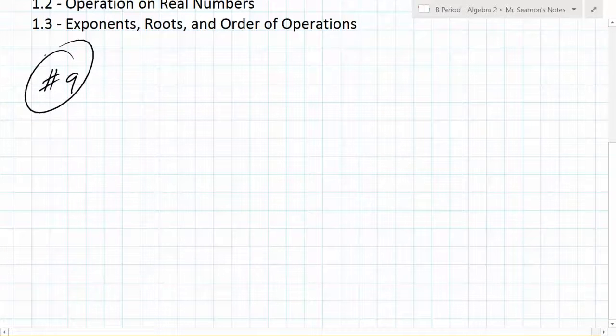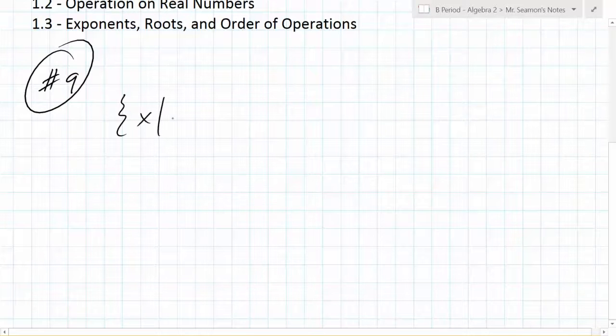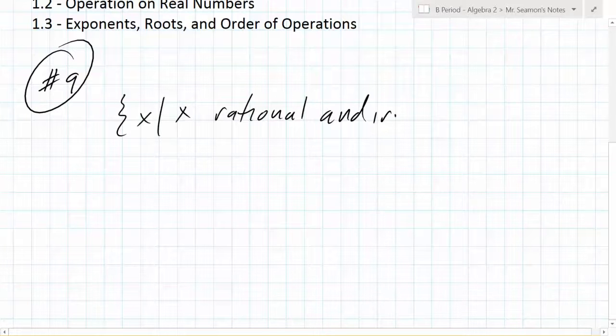9. Here we go. Number 9 asks us to write each set by listing its elements. So x, such that x is an irrational number that is also rational. It says x, such that x is rational and irrational. Anybody have an answer to this? Is there a number that's rational and irrational? Zero. I said none. There are none.